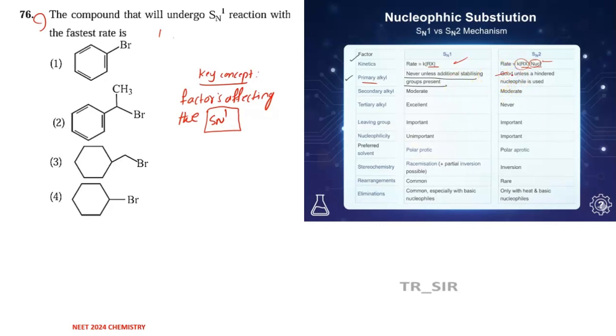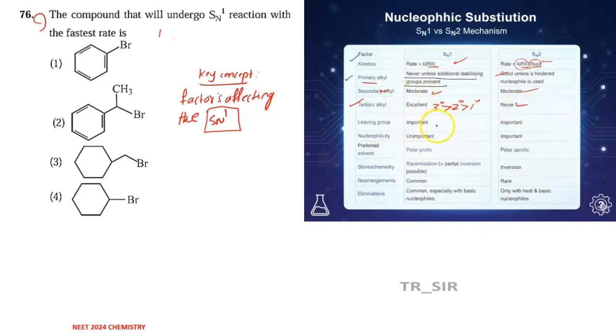But in SN2, a primary alkyl is very good, because the reaction takes place via the less hindered side. Secondary alkyl is moderate in both. Tertiary alkyl halide is excellent in SN1, because the tertiary carbocation is more stable. A tertiary carbocation forms faster than secondary, than primary. In SN2, tertiary will not react due to more steric hindrance.